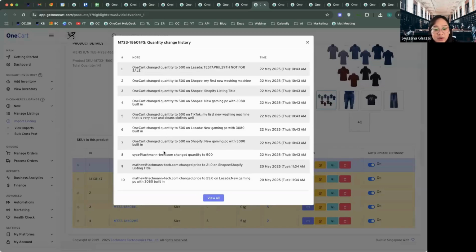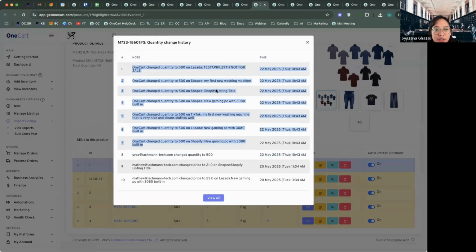So for example, like I mentioned just now, if you want to retire your SKUs and then you turn it off, you will only see this. You only see that I changed quantity, but OneCart will not be able to do all this because you have turned off your auto update. And then it's not working anymore, as in it's not updating anymore.